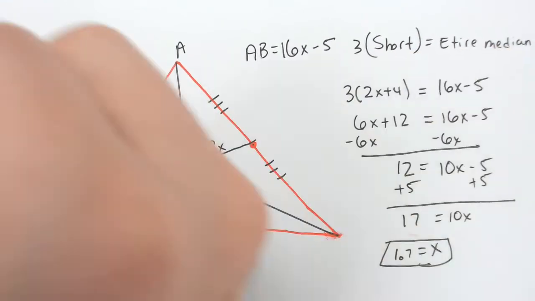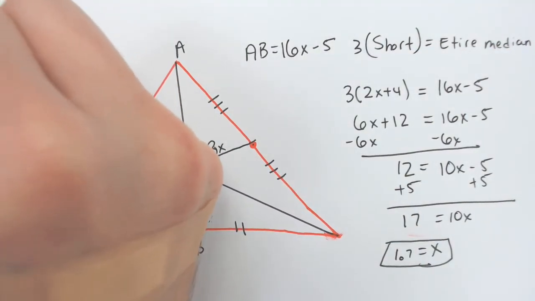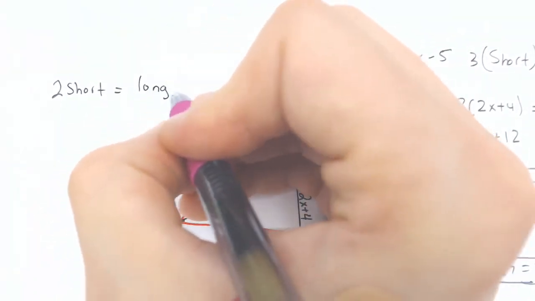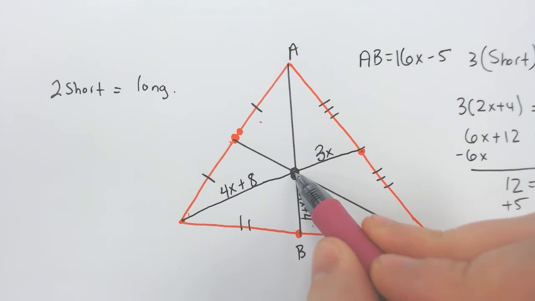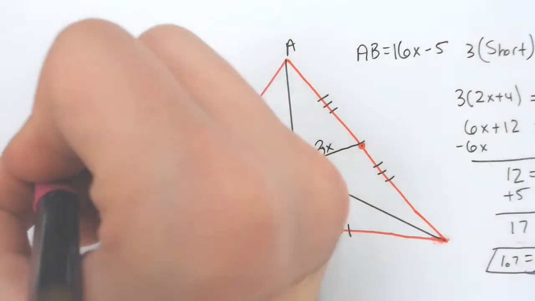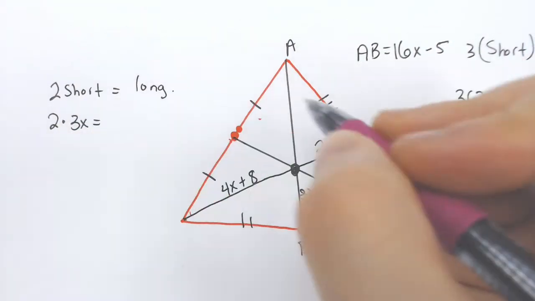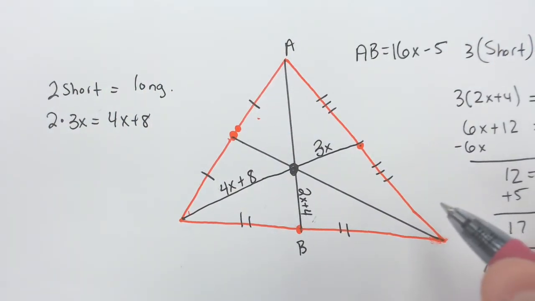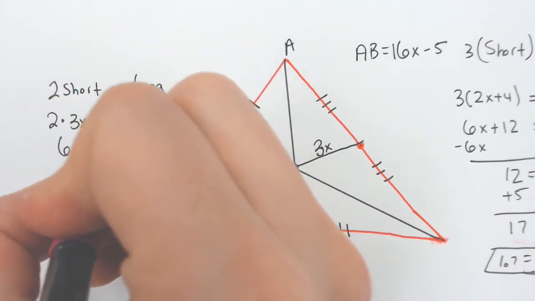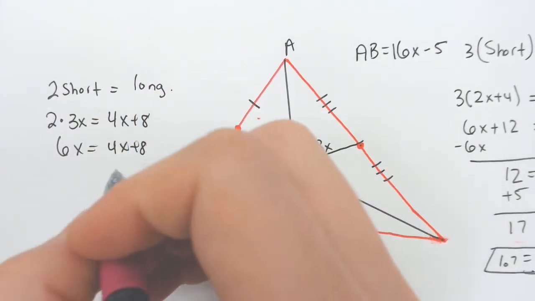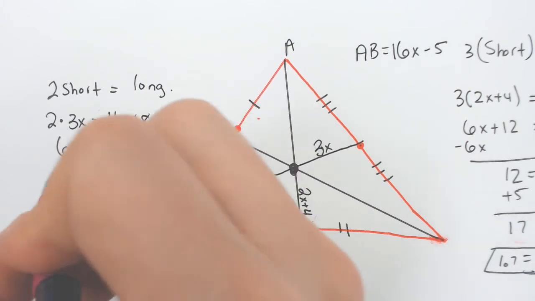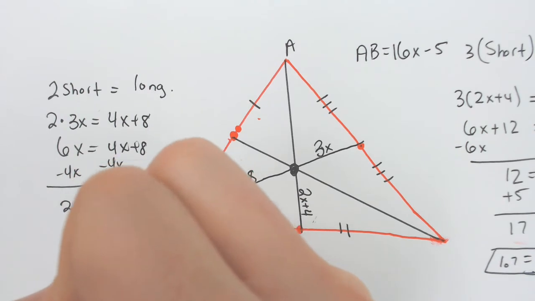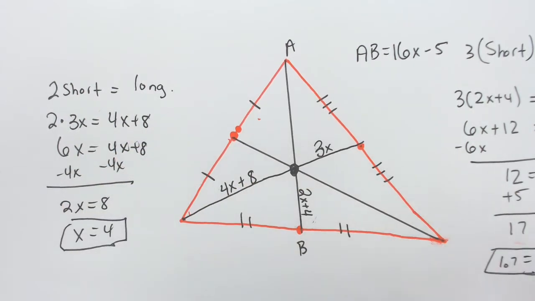What you could do is you could take 2 times the short part, and that would equal the longer part. And the longer part is from the angle to the centroid. So that is going to be 2 times 3x in this case would equal 4x plus 8. That means 6x is equal to 4x plus 8. Subtract 4x, we get 2x is equal to 8, and x would equal 4.